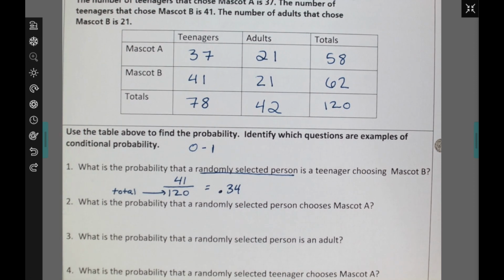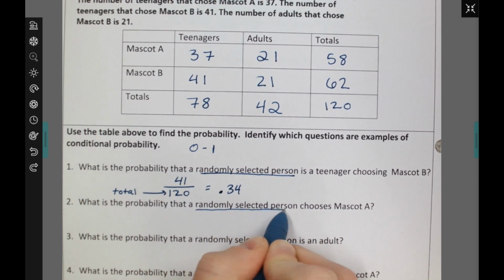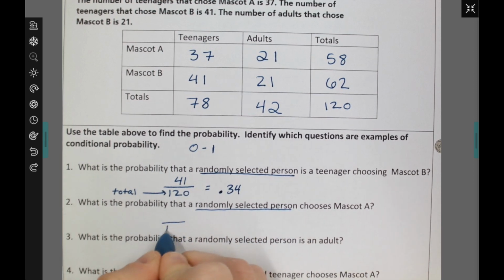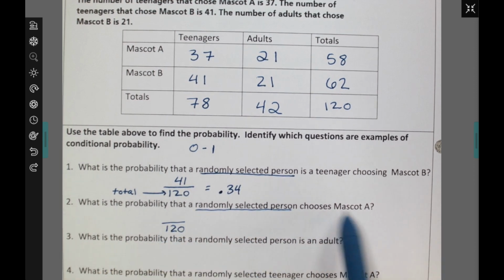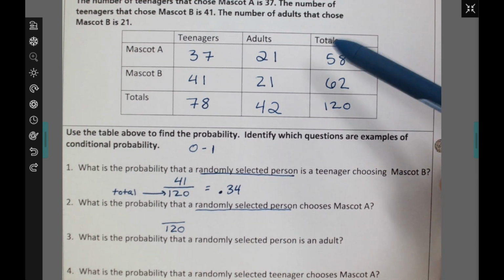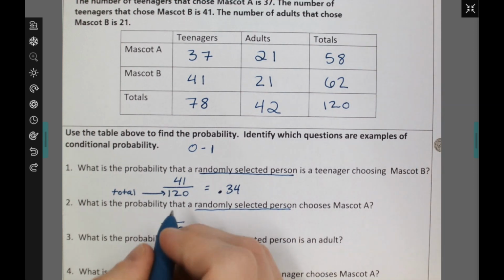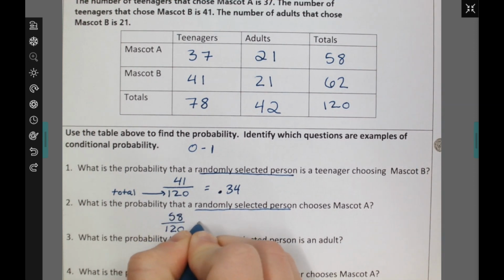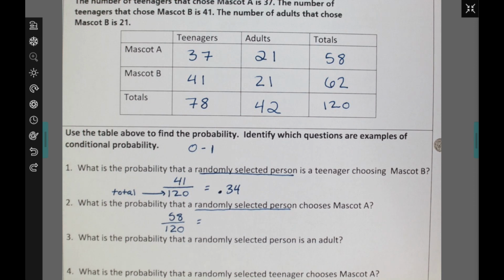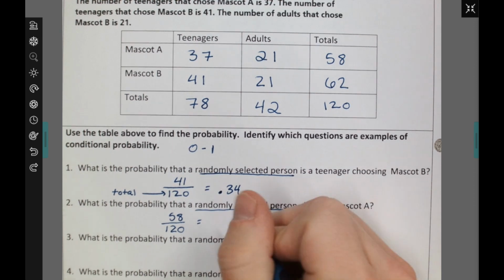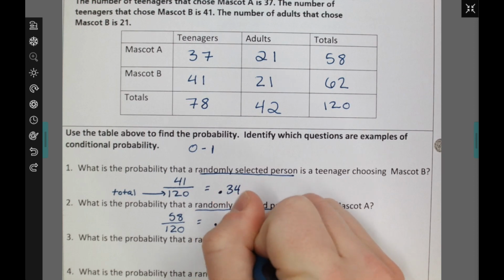0.34. 2, they want to know what is the probability that a randomly selected person, so again, randomly selected person, we're going from the whole group, denominator is 120, chooses mascot A. Okay, so they don't have any stipulation on who this person needs to be. They don't talk about being an adult, a teenager, anything like that. They just want a person that chose mascot A. So the total amount of people that chose mascot A was 58. 58 is going to go up top. And then again, if you want it as a fraction, leave it. If you want decimal, divide it out in the calculator. Gives me a 0.48.